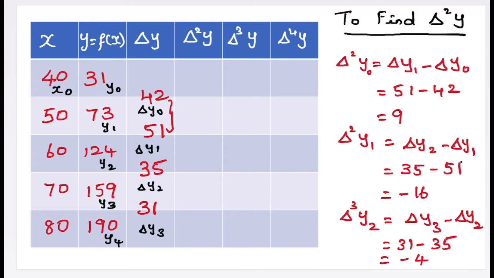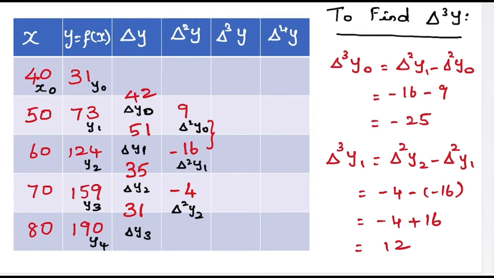Next, to find del square y. Del square y0 is equal to del y1 minus del y0, that is equal to 51 minus 42, that is equal to 9. Del square y1 is equal to del y2 minus del y1 is equal to 35 minus 51 is equal to minus 16. Next, del square y2 is equal to del y3 minus del y2 is equal to 31 minus 35 is equal to minus 4.